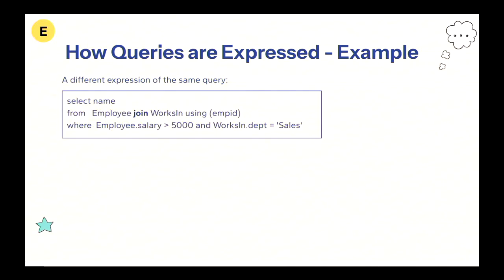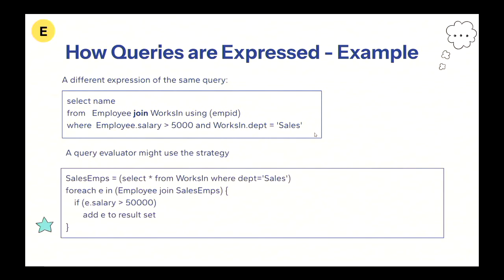And there's a different expression for implementing the same query. So what we can do is join two tables together. We can select the name from the employee table and join it according to the employee ID. And we set the condition to be the salary is larger than 50K. There's a typo here. And the department is sales.